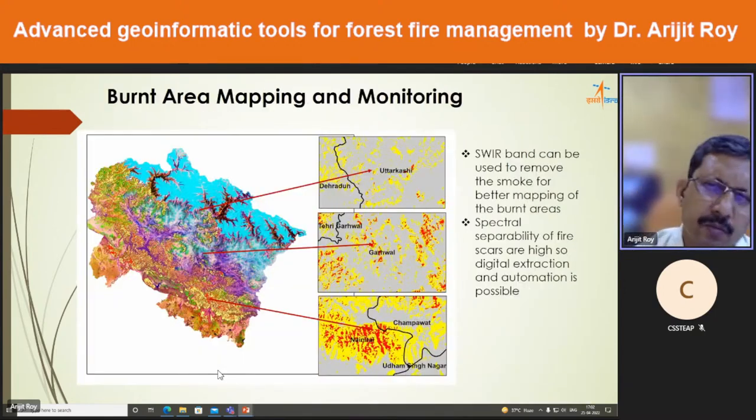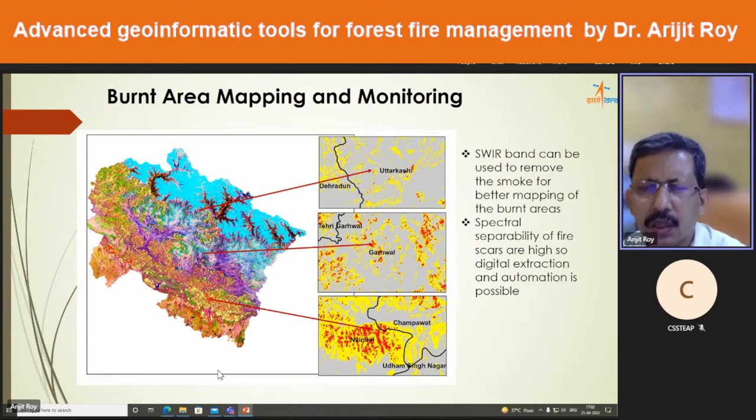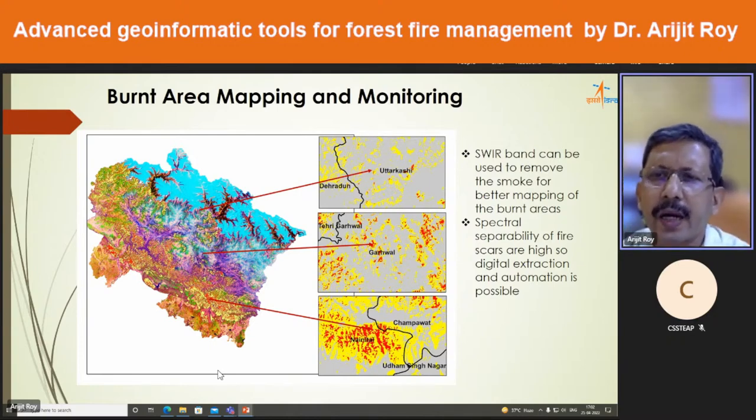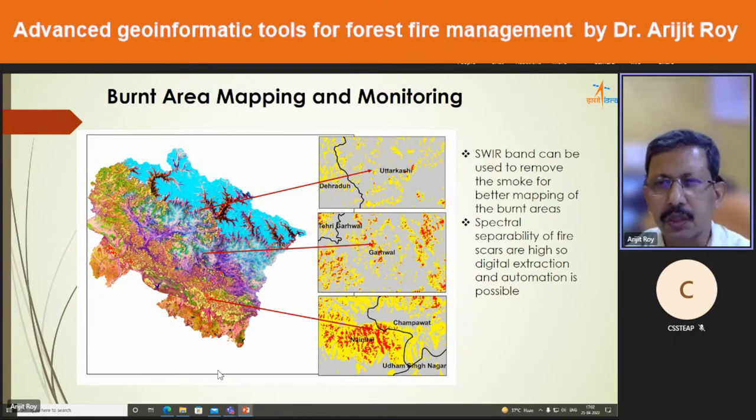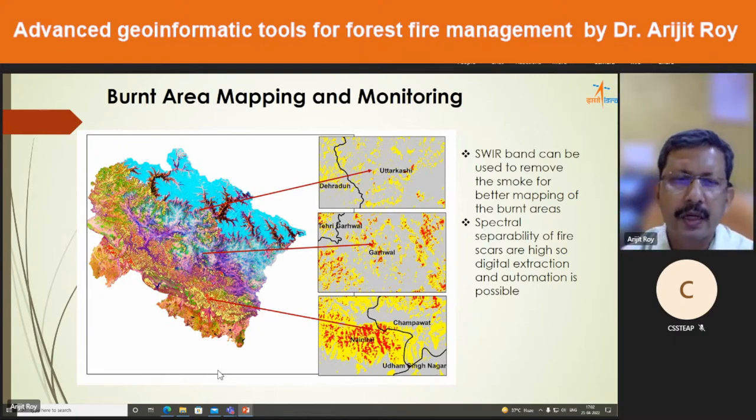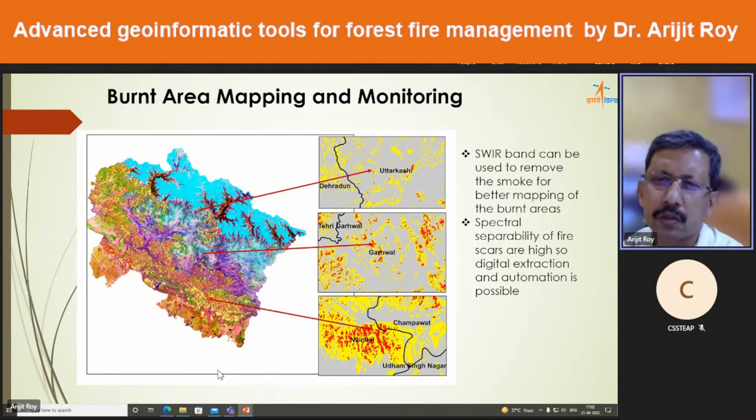So the next part of the monitoring is the burnt area mapping. Here, the shortwave infrared band is basically used to remove the smoke from the region, from the burnt area, for better mapping. And this particular band also ensures the spectral separability of the forest fire scars. So digital extraction and automation is also possible.